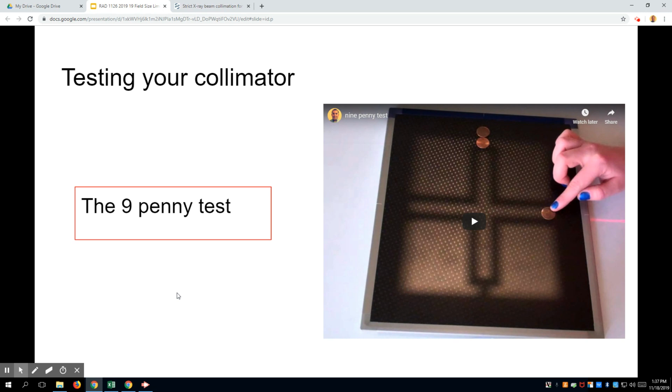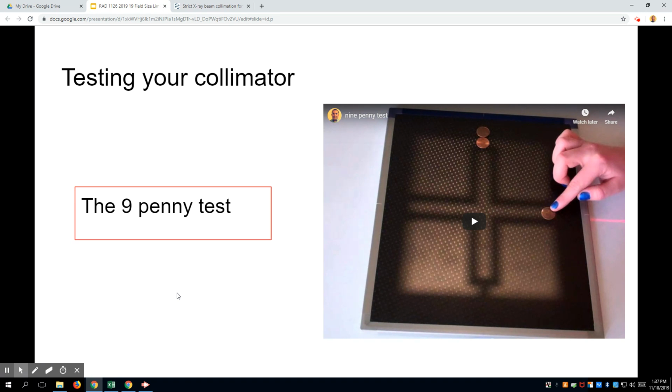So here's something interesting. And my picture's up there, but I didn't do this. How do you know your collimator is working? Well, there is a simple test that you can do. What does it require? A cassette. Look familiar? It's kind of like our cassette. You need some pennies.